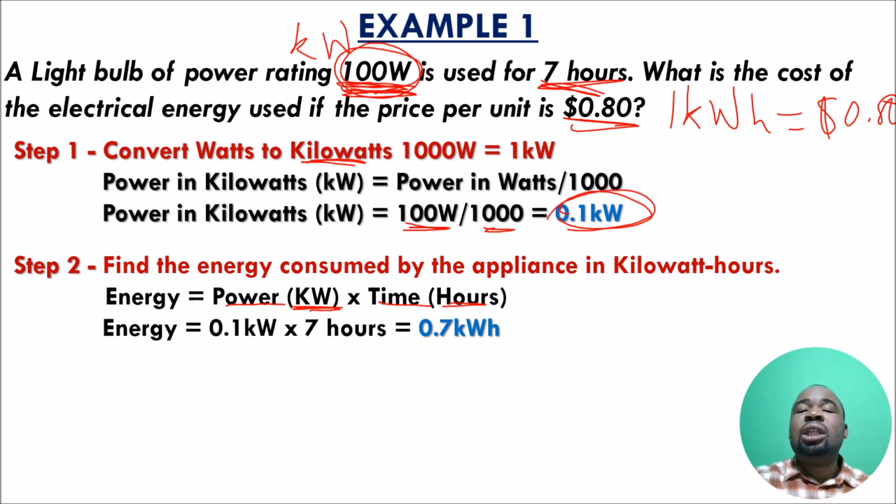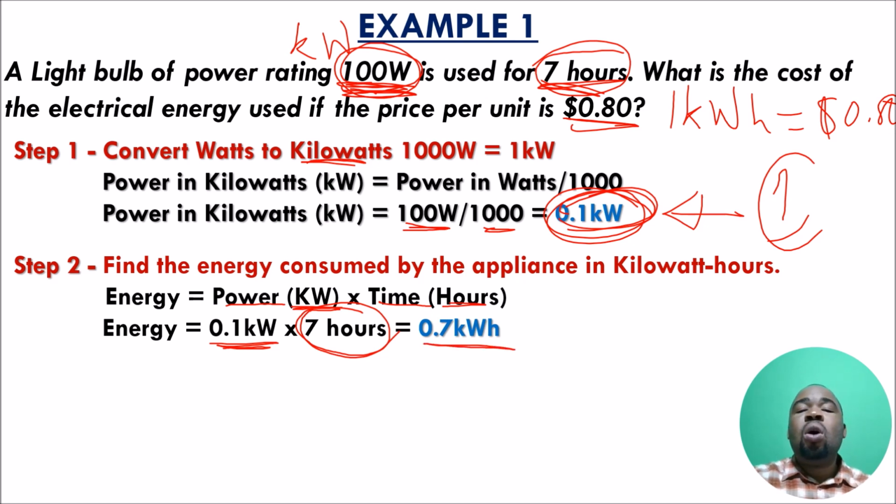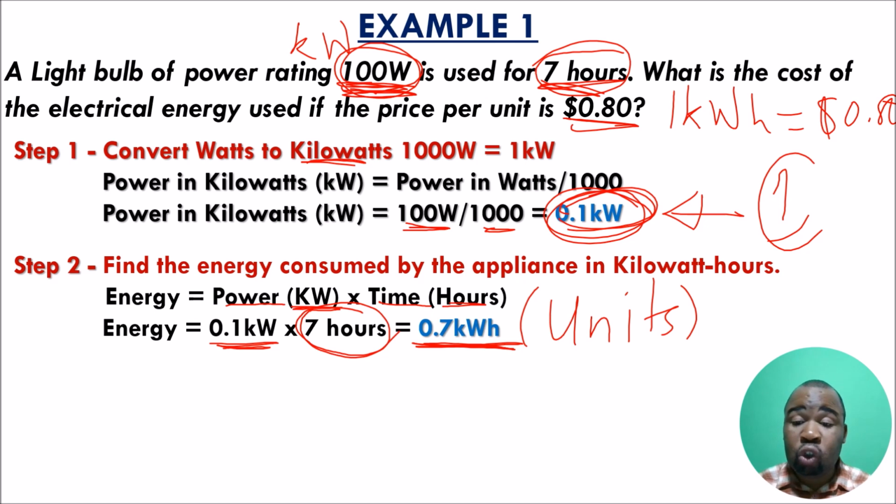We have calculated the power rating in step number 1 here. So we take this 0.1 kilowatts and we use it as our power rating. And they said the time taken was 7 hours. We multiply by the hours in which the appliance was in use, and we're going to find the energy of 0.7 kilowatt hours. These are now what we call units. These are the units consumed during the 7 hours.